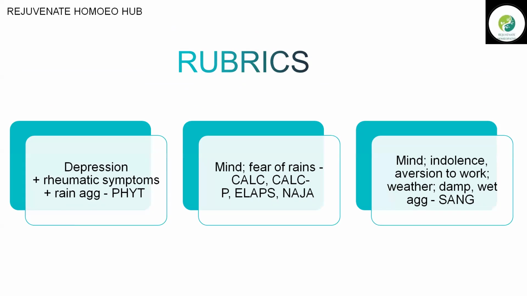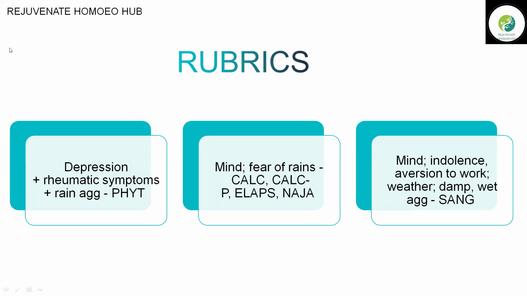So, coming to the next set of symptoms, the rubrics pattern. Depression with rheumatic symptoms, when rainy aggravation. The remedy is Phytolacca. Here you see the two rubrics. One is a broad mind symptom, another one is a broad pathological symptom, right? So here you see the depression and rheumatic symptoms.